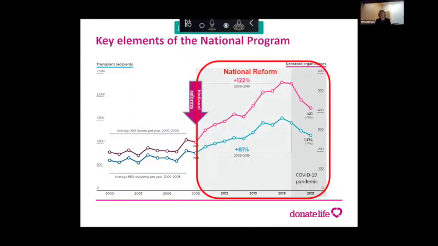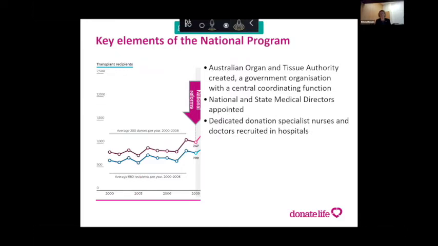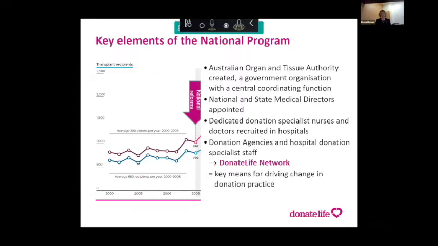So with the national reform, the changes that occurred included the creation of a central government organisation, the Organ and Tissue Authority, that has a central coordinating function to bring stakeholders together and to employ key staff involved in donation. That includes my role as national medical director, and also state medical directors for each of our 8 states and territories, and dedicated donation staff within hospitals, which was new since 2009, including both nurses and fractionally employed doctors. Pre-existing agencies were brought under a Donate Life title, and those agencies and the newly employed hospital donation specialist staff formed the Donate Life Network. It's this Donate Life Network that's been the key means for driving change in donation practice.